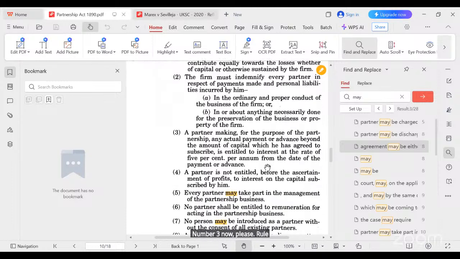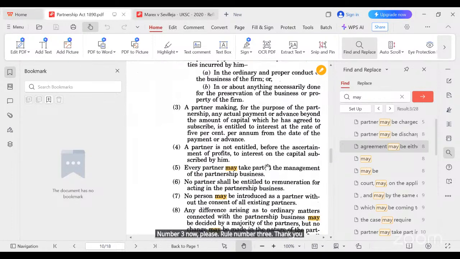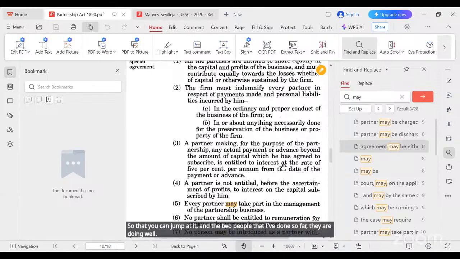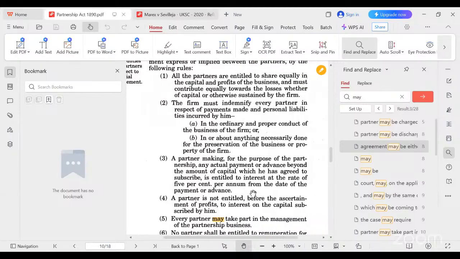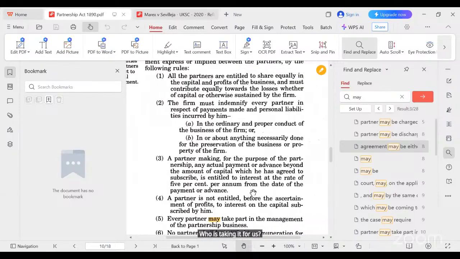Rule number 3. Thank you. As I said, don't wait for me. You'll be reading it ahead if you're interested, so that you can jump at it. And the 2 people that have done so far, they are doing well, I must tell you. I was telling you that. Number 3, yes. Who is taking it for us? Just say it. Take it and do it. If you get it wrong, we correct you. You can. Okay. Good evening, sir.